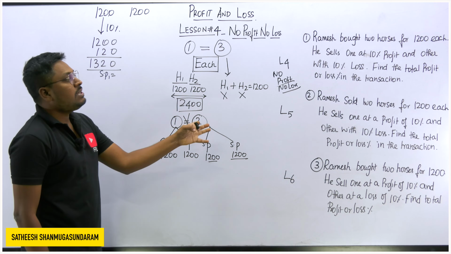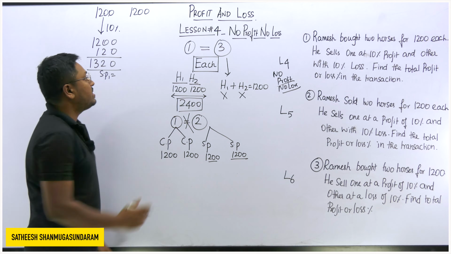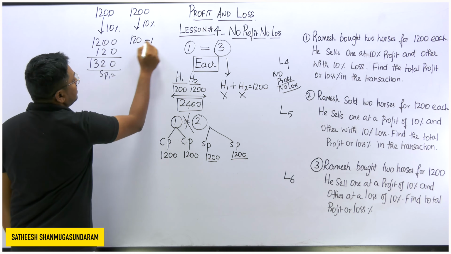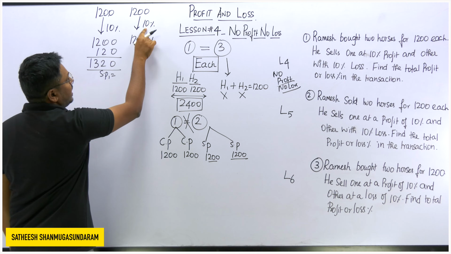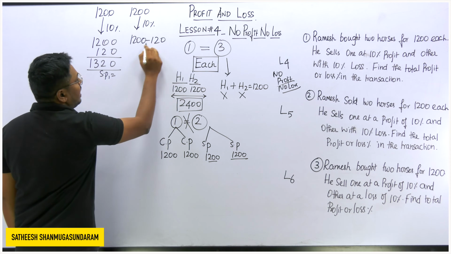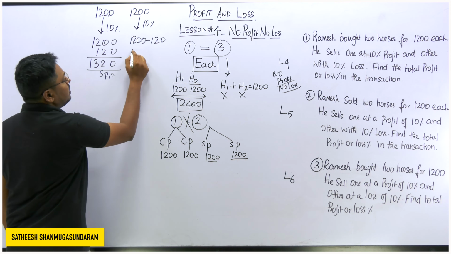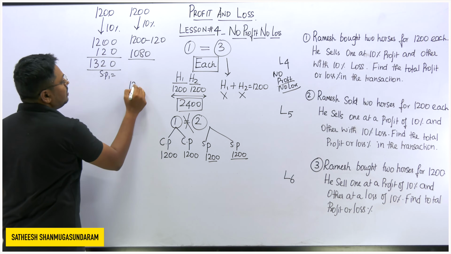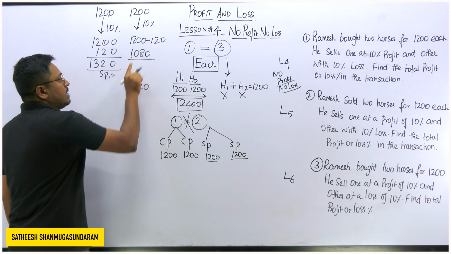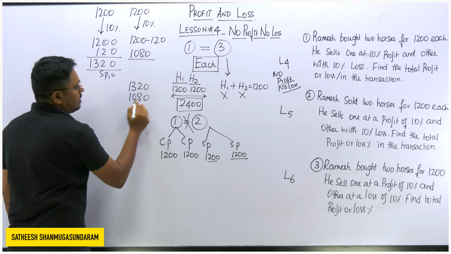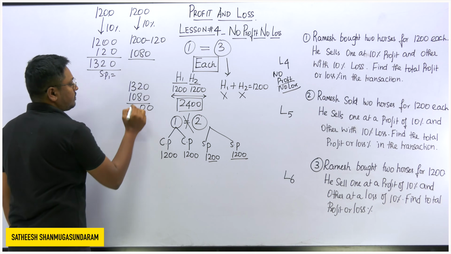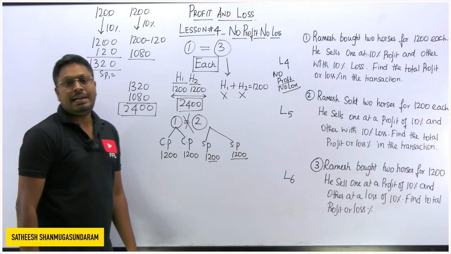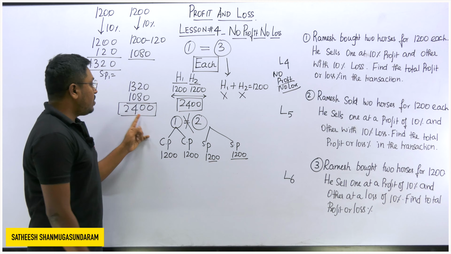Similarly, he sold the second horse at a 10% loss. So 10% of 1200 will be 120, so minus 120 because of loss. So this will be 1080. Now when you add both the values, the first selling price 1320 and the second selling price 1080, after selling two horses he totally got 2400.